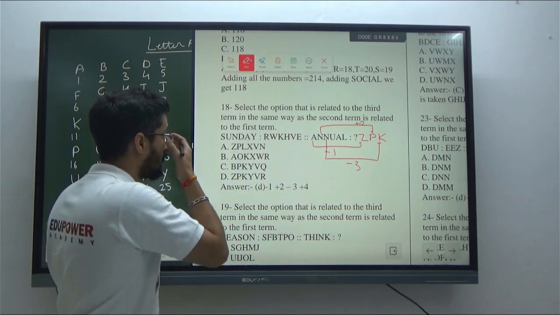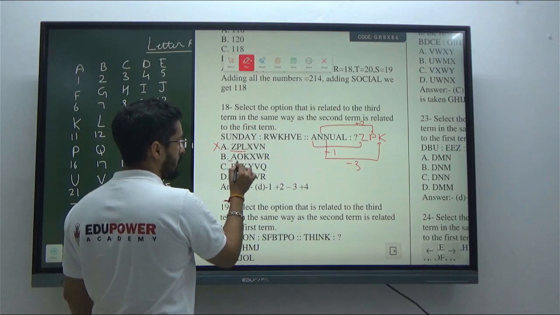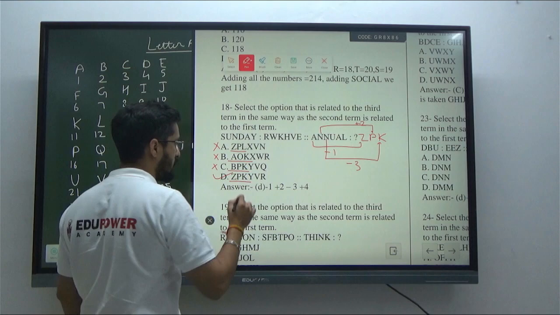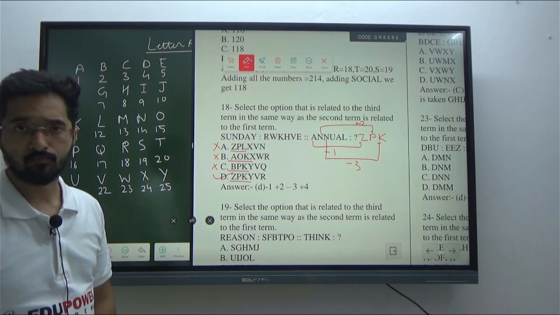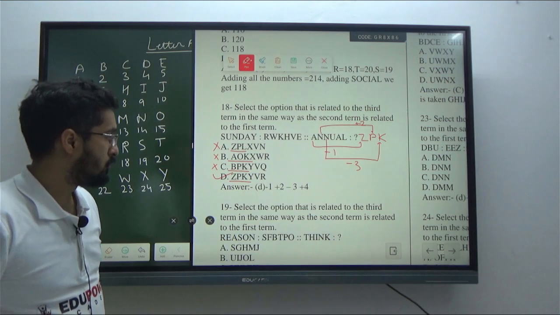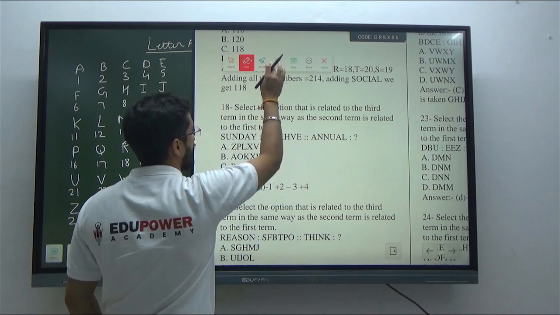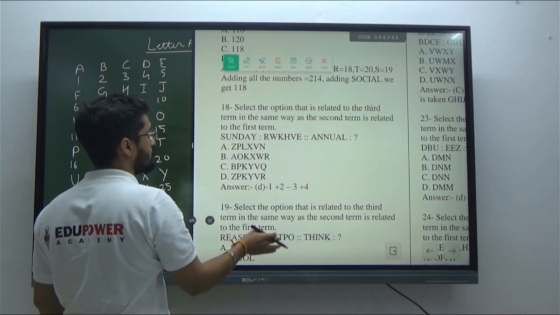ओके, अब जस्ट सी ZPK कहाँ मिल रहा है, ZPL रॉन्ग, AOK रॉन्ग, BPK रॉन्ग, ZPK where we are getting in option number D. Option number D is the correct answer, right. Moving on to the next question. I think it's clear to everyone. If there is any doubt, you can put your doubts in the chat box and we can discuss the doubts.